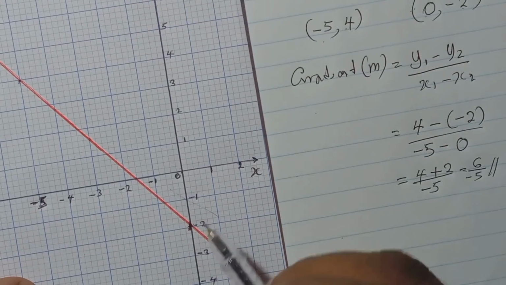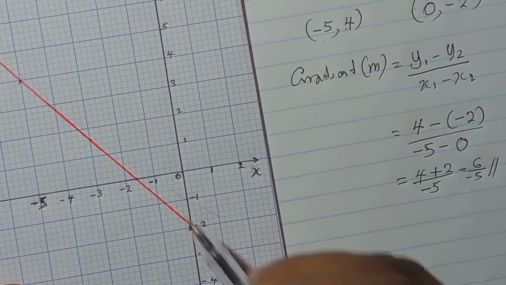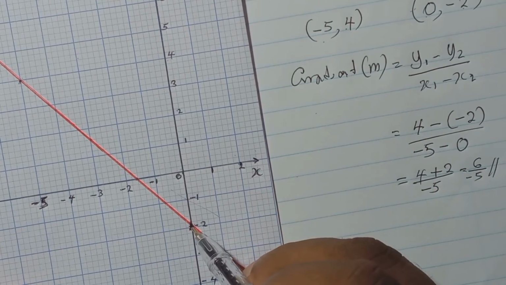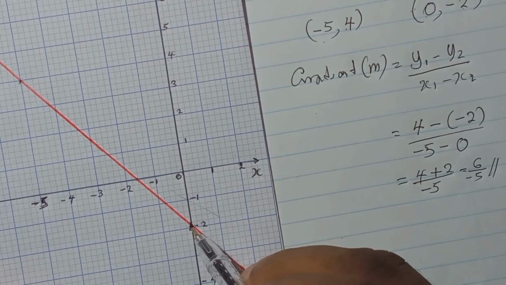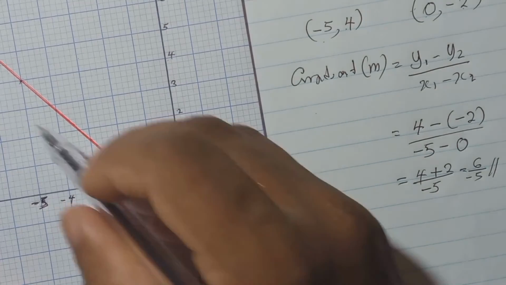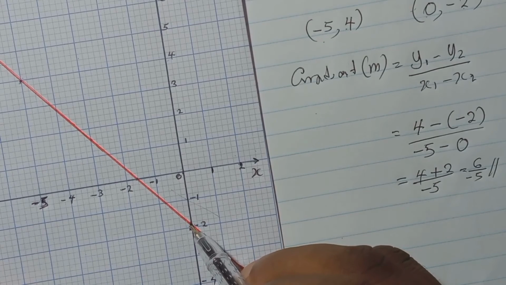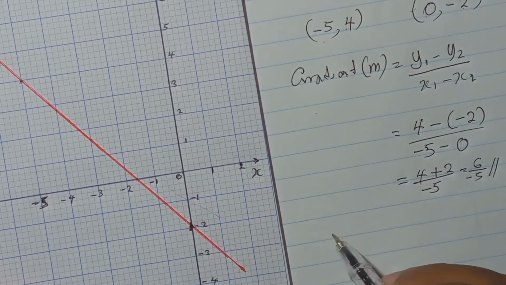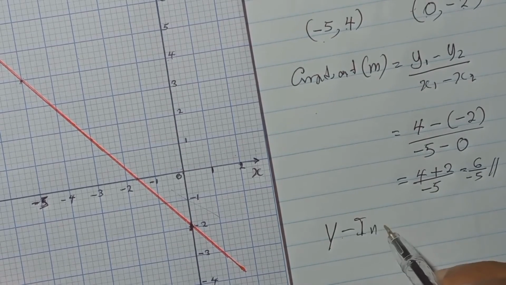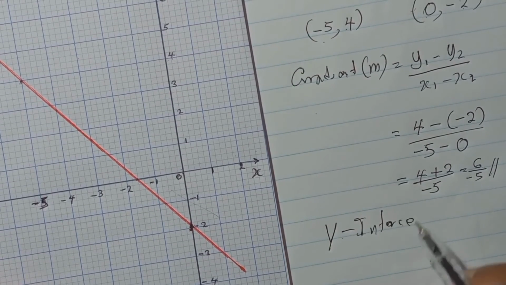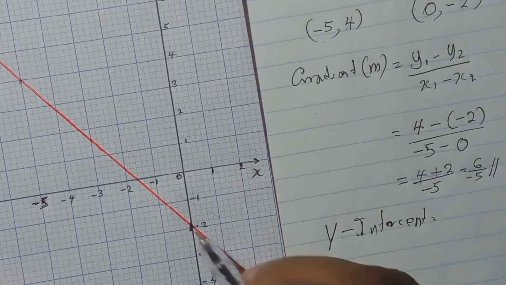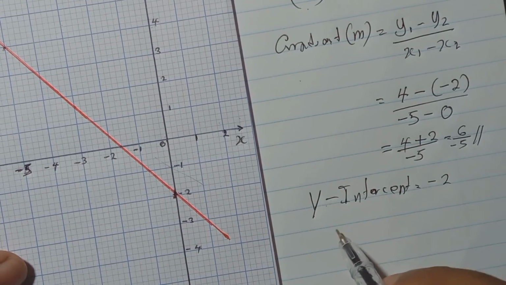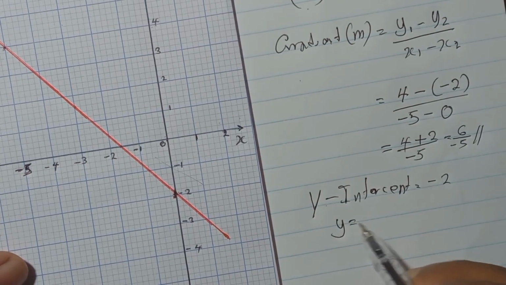Now the y-intercept, very simple, because here we have a graph. Where your graph meets the y-axis, at that point the y value is the y-intercept. So here, this is your graph, this is the y-axis, they intersect here, and at that point the y value is -2. So the y-intercept will be -2.